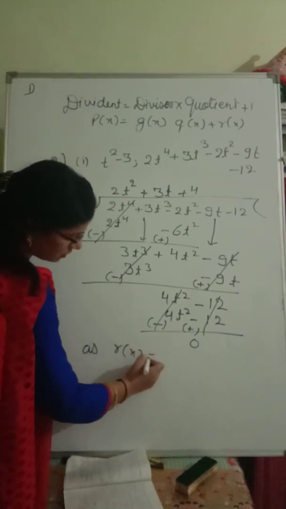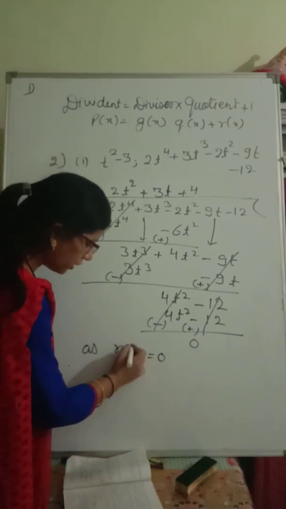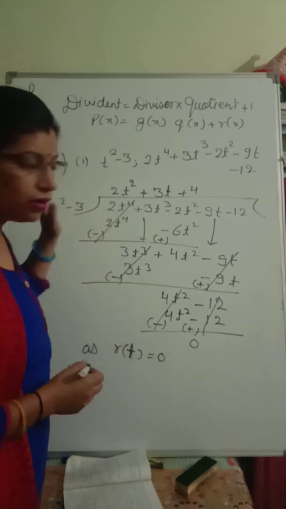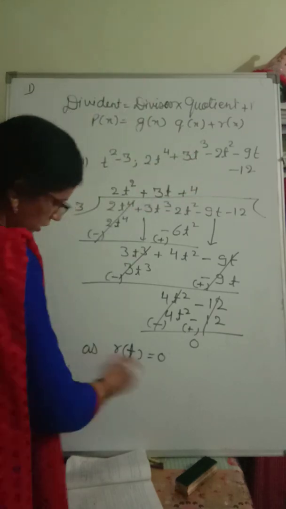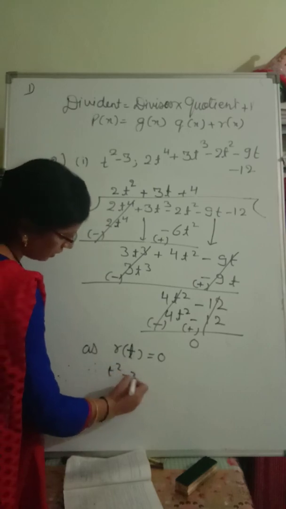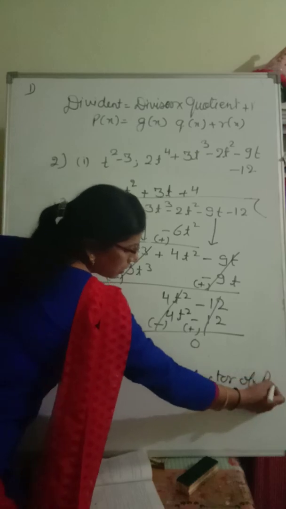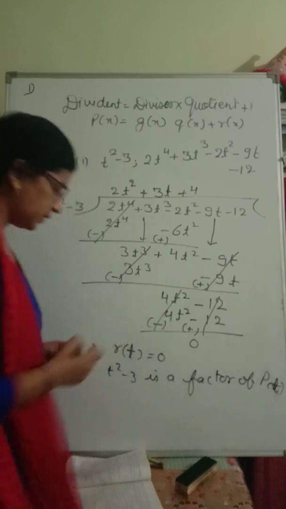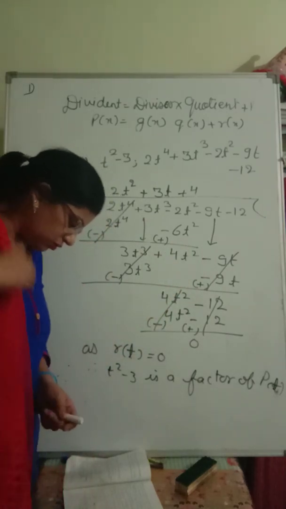As r of t, the remainder of the variable t, is 0, therefore the first polynomial is a factor of the second. So as the remainder is 0, therefore t square minus 3 is a factor of p of t, the polynomial of t. So this is your first part. Same you will do for the second, same you will do for the third.